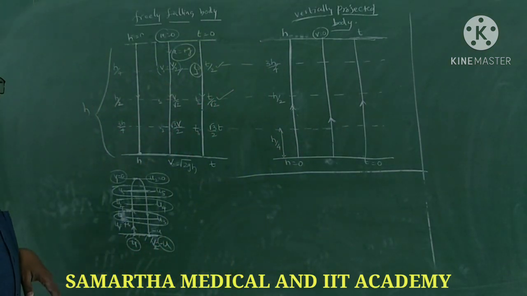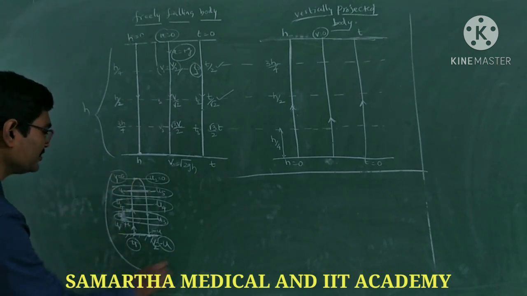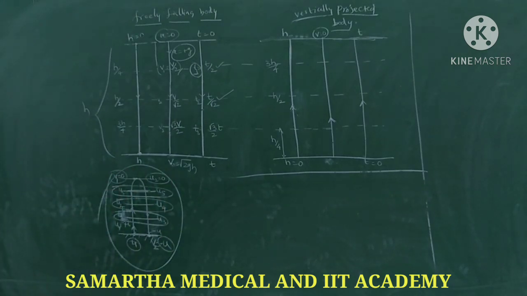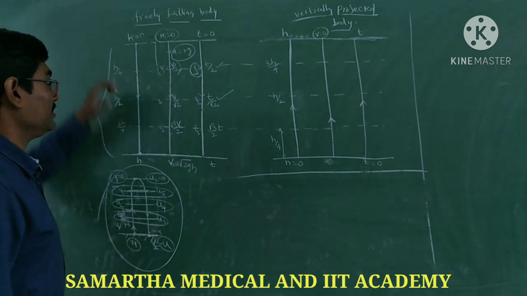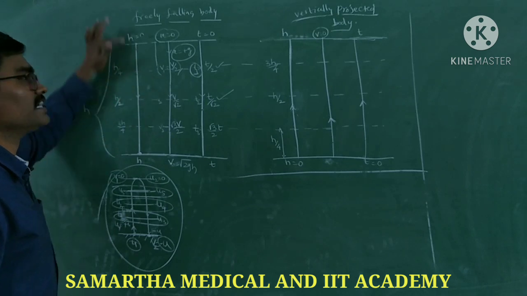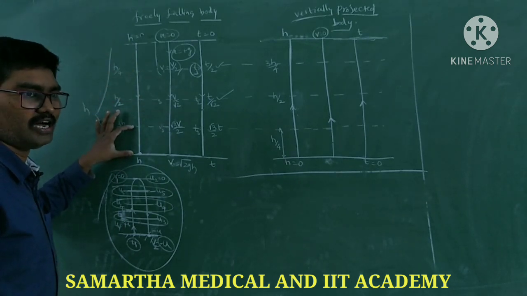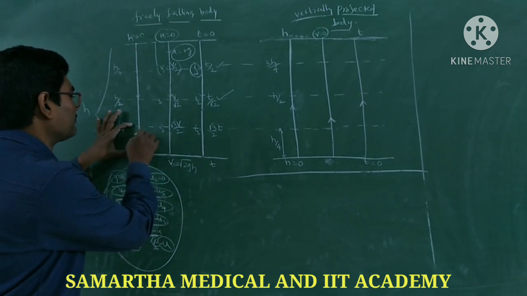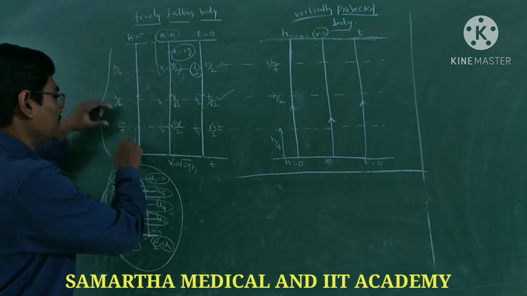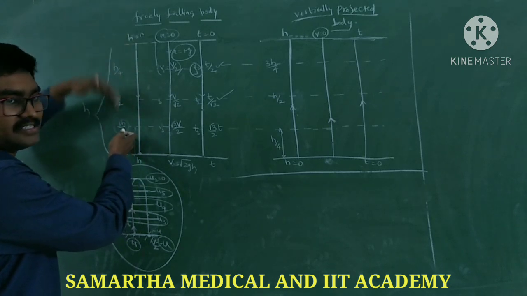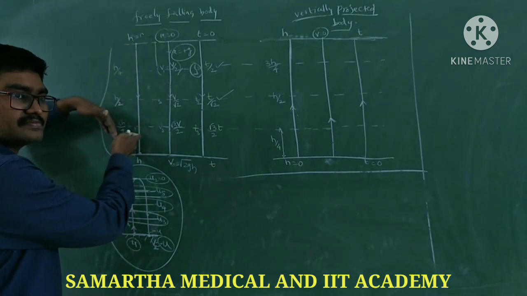V by 2. What is v by 2? Based on this you tell. At the same height, same speed. Correct? Now you tell me, this is the height. From here you are considering this is 3h by 4 while coming down. But from ground how much is it? H by 4 only. So this height from ground is h by 4, but this is 3h by 4 travelling distance. Root 3 v by 2.